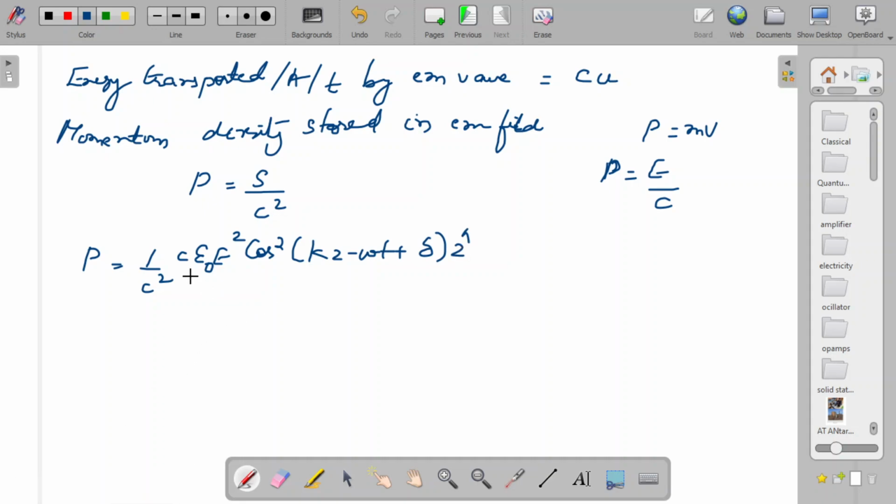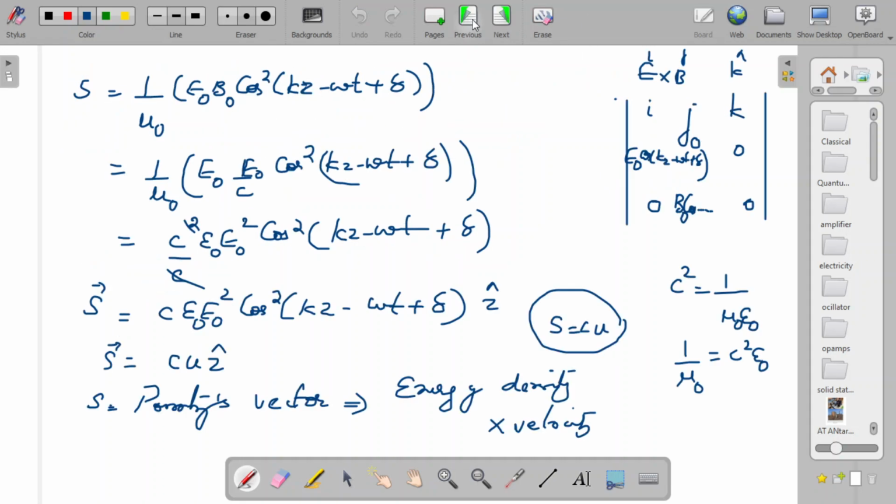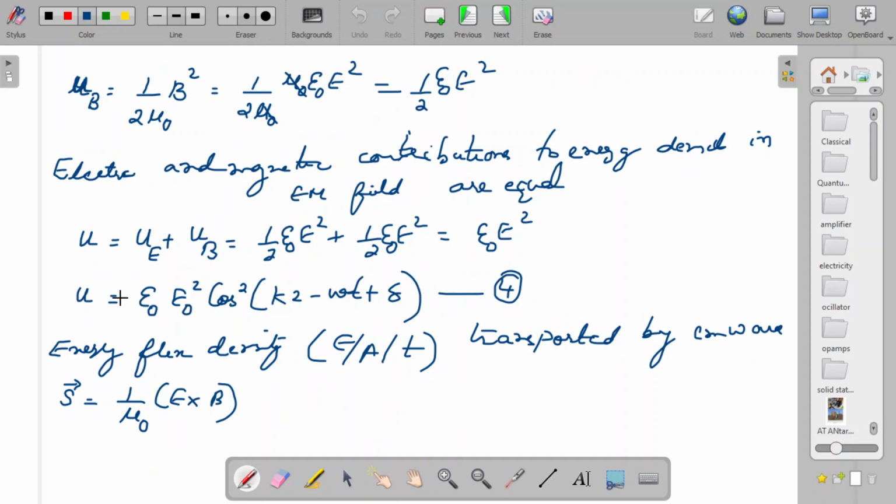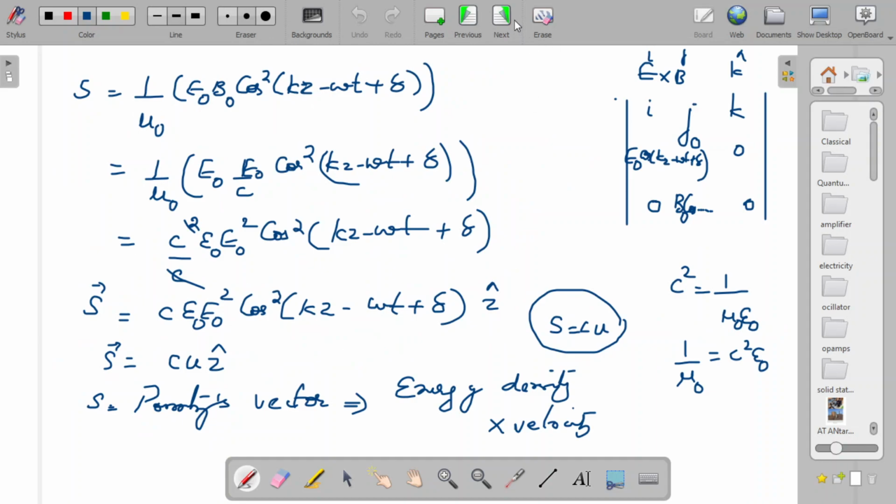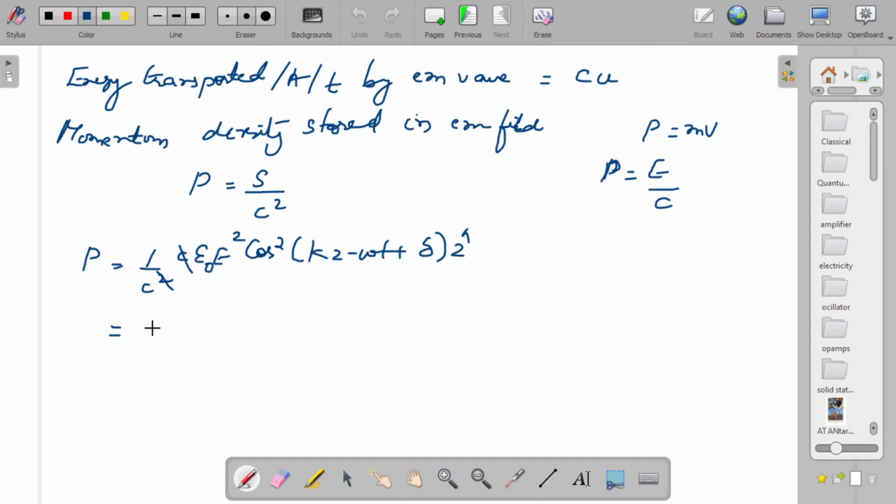Okay, so this c and 1/c will get cancelled, and the whole thing is actually the energy density U, which you are already familiar with. We have derived it: E is this much, epsilon 0 E0 square cos square, the whole term is actually U. So I can now write this as U divided by c, and obviously it is in the direction of z, that is the direction of propagation of the wave.